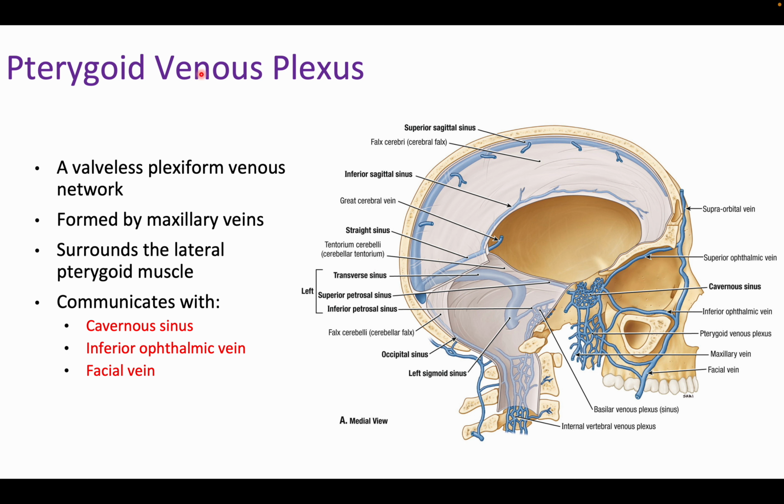Now let's look at the pterygoid venous plexus. So we looked at the arteries, now let's look at the veins that are in the infratemporal fossa. And so we've seen this before when looking at the sinuses and some of the veins in here. So we have our cavernous sinus here. Inferior to that, we're going to be looking at the pterygoid venous plexus. And so this is a valveless plexiform venous network. It's going to be formed by maxillary veins. So those get kind of cut off, but it's formed by maxillary veins. And it's going to surround the lateral pterygoid muscle. It communicates with the cavernous sinus, you can see up here, the inferior ophthalmic vein, and the facial vein.